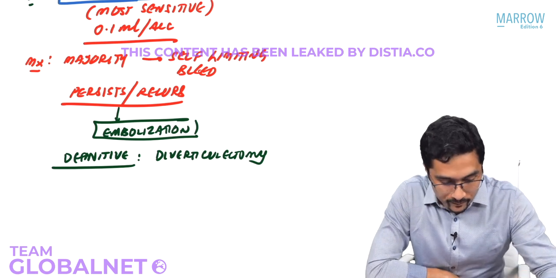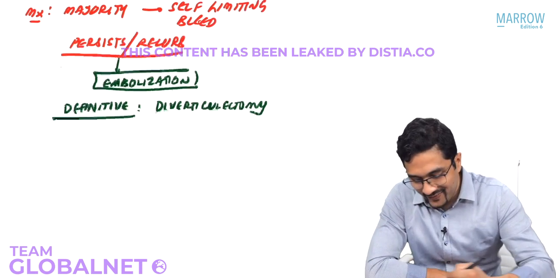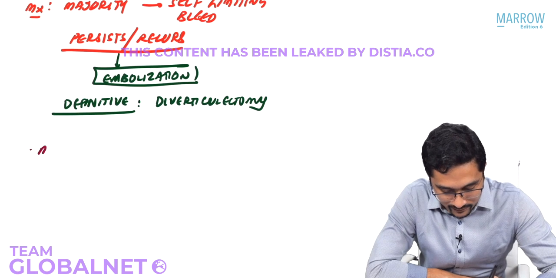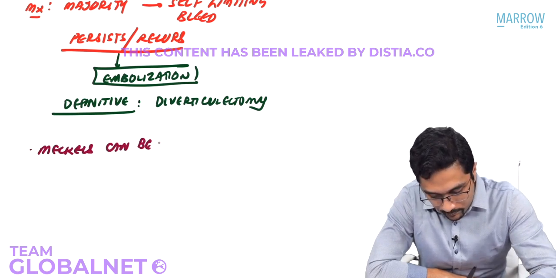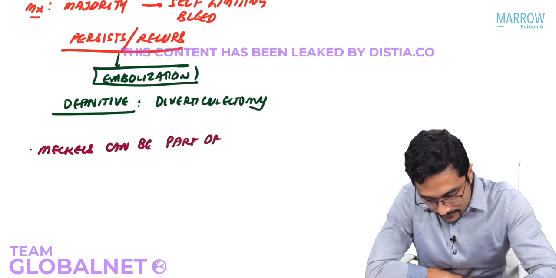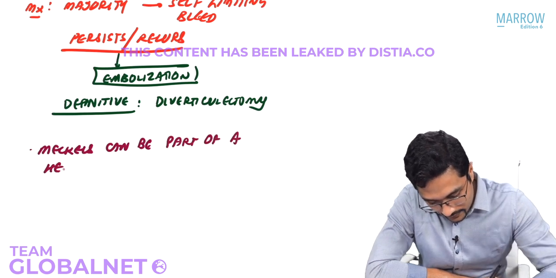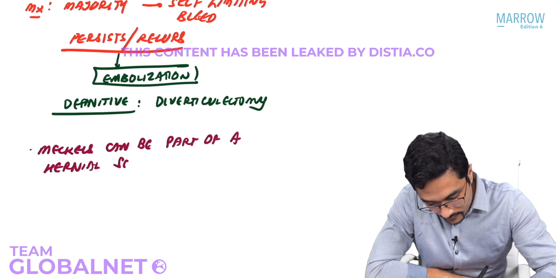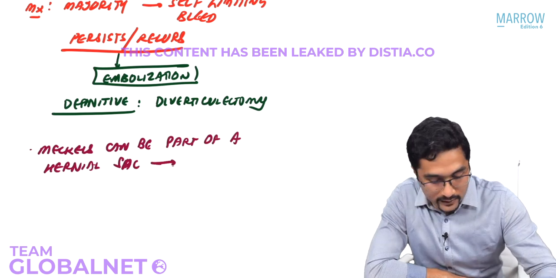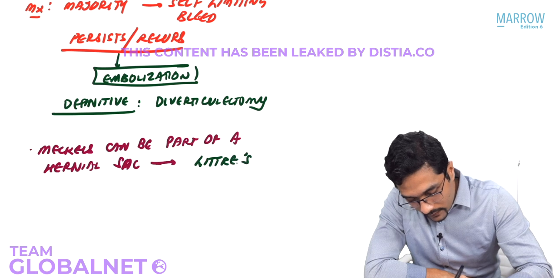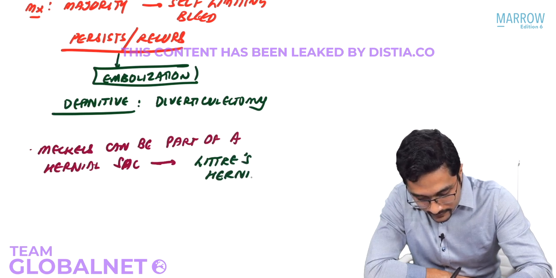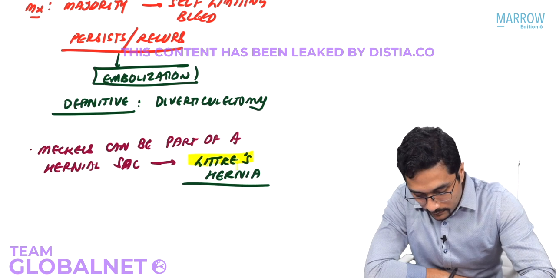Now, the penultimate manifestation is that Meckel's can be part of a hernial sac, and this has also been asked multiple times. Such a hernia is known as a Littre's hernia. This has been asked multiple times.